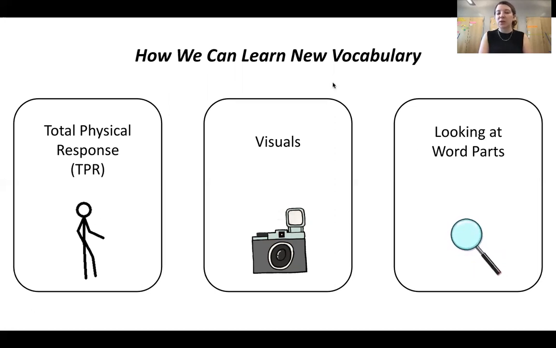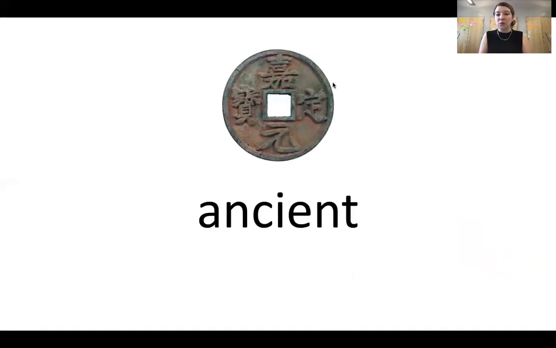So let's go ahead and get started with our first word. The first word is the word ancient. Ancient means really, really old. Here's an example of an ancient artifact from China. Ancient means something that's really, really old. And we usually use this word ancient to talk about times that happened hundreds or thousands of years ago. We don't often use this word to talk about things that happened more recently in the past. So this is the word ancient, and it means very old.